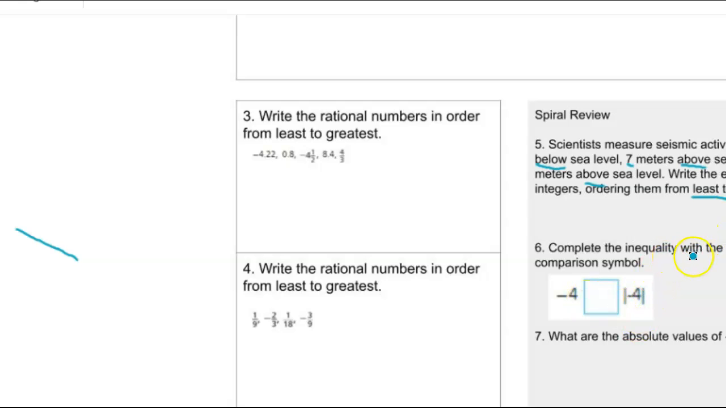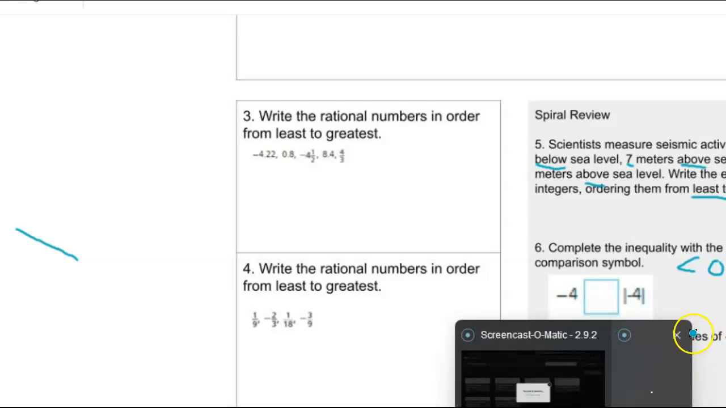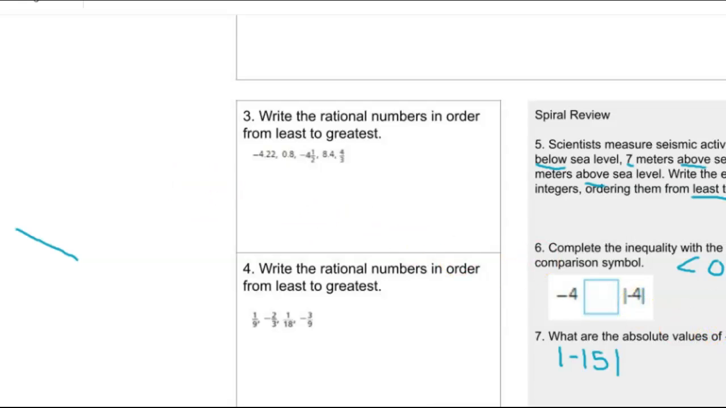You're going to complete the inequality, meaning is this less than or greater than? Before you can put that in there, you need to solve the absolute value of -4. Then number 7, what are the absolute values of -15? So you're going to write them out like this. I'll write the 15 out for you. Then you have what are the absolute values of -7 and -3. So number 7 is worth 3 points.